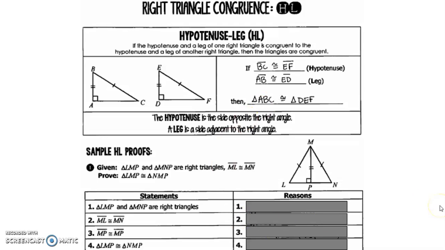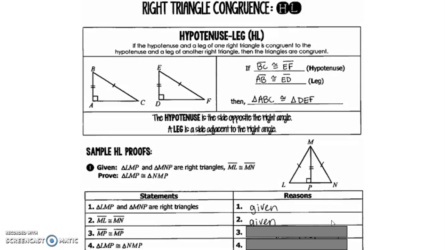If we look at a couple of proofs using hypotenuse leg, our given statements, the first one is that triangle LMP and triangle MNP are right triangles. And that is given, and that's a really important one. We cannot assume that it's a right triangle. We need that information so we know that we can mark our picture with that right angle. It also tells us that ML is congruent to MN. And when I mark that picture, we have our given statement.